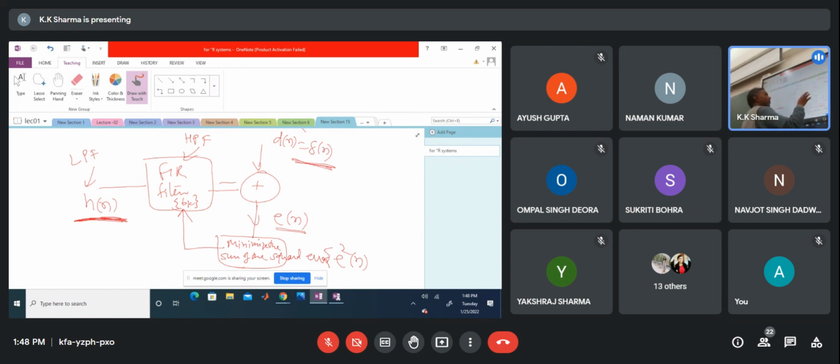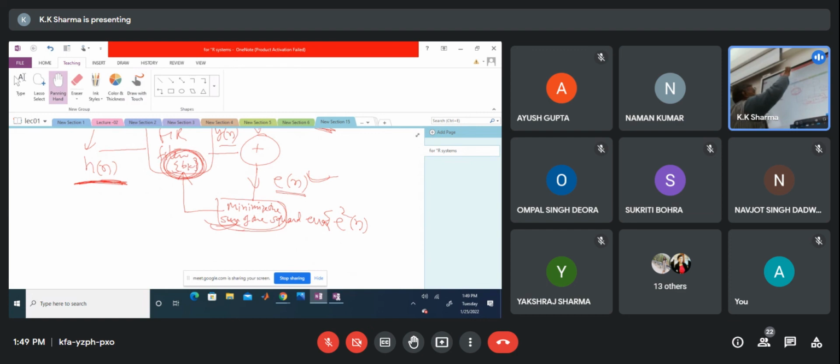And whatever is the actual output of this filter, if it is y of n, then y of n minus d of n forms the error. And the square of this error signal is to be minimized. I will choose the set of filter coefficients b k such that this sum of the squared error, that is e square n, sum over all n, will be minimized. And immediately you get one equation called the Wiener filter equation. Minimization of sum of this.